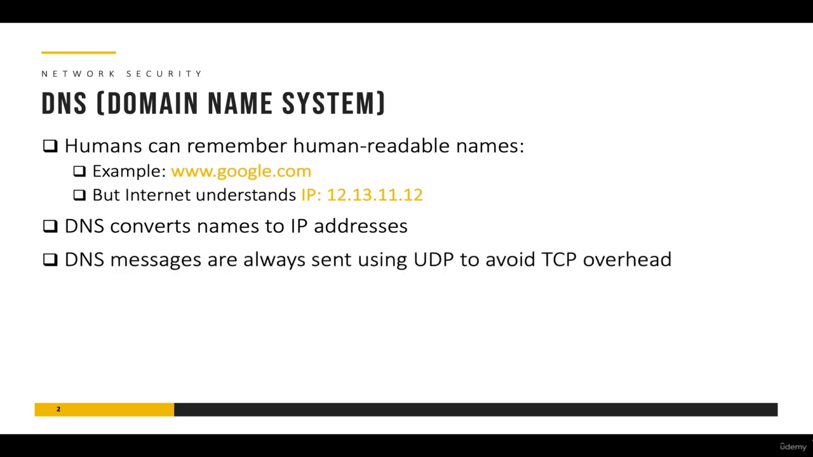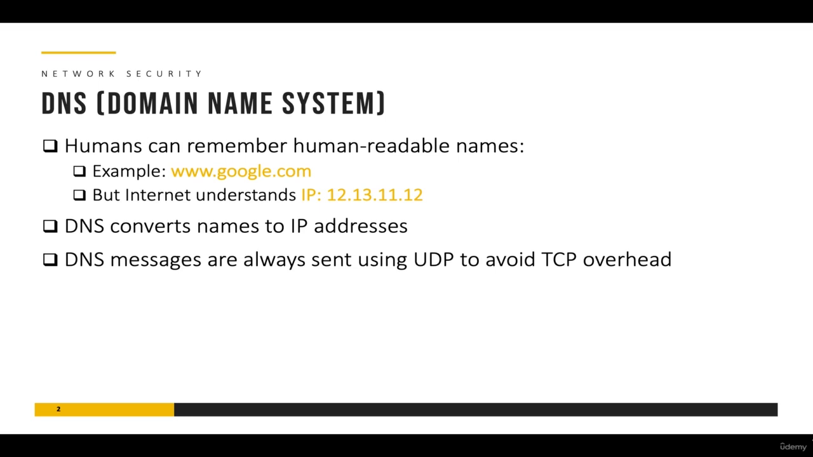Now, DNS messages are always sent using the UDP protocol to avoid the TCP overhead. As you can imagine, there are millions of users around the world who are accessing websites all the time. And every time you access a website, the DNS translation needs to be done. So there are billions of DNS translations being done every minute.